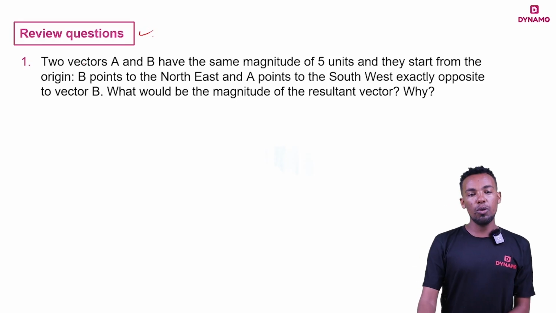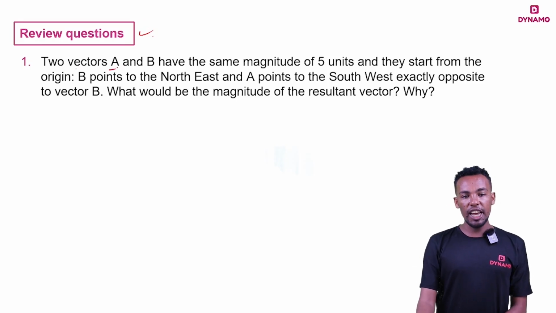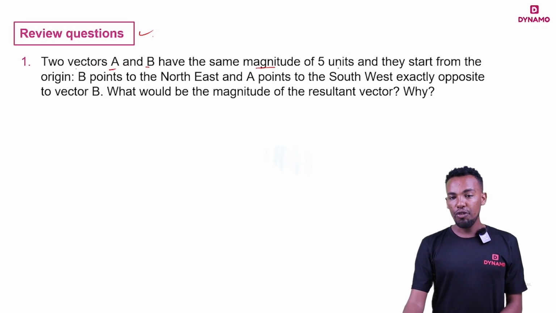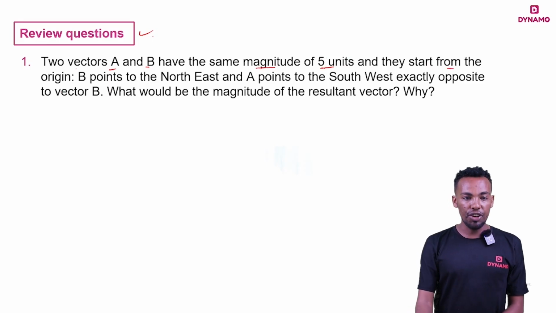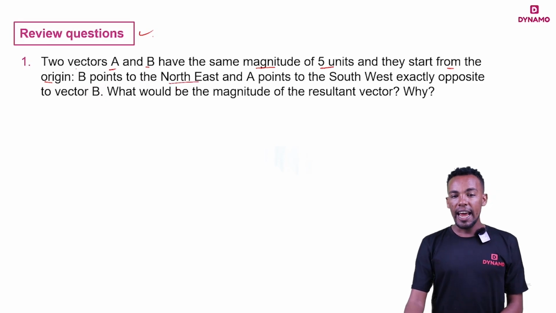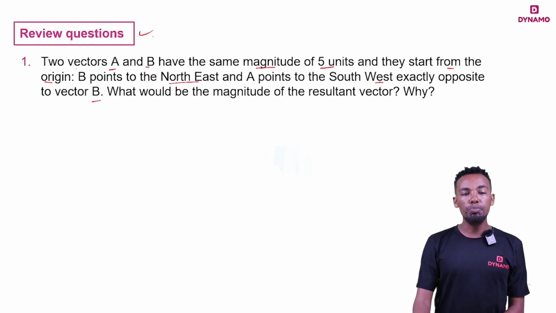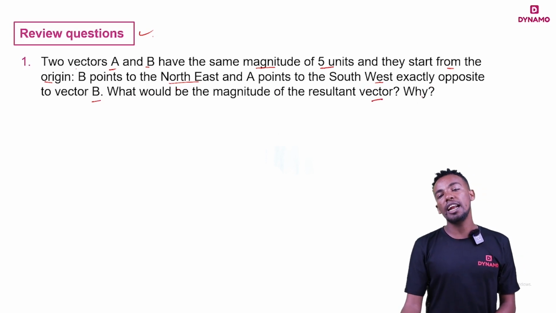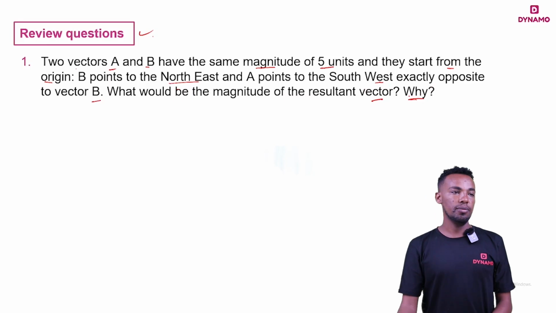So what does review equation number 1 say? Two vectors A and B have the same magnitude of 5 units. They start from the origin. B points to the north of east and A points to the south of west, exactly opposite to the vector B. What will be the magnitude of the resultant vector and also its direction?